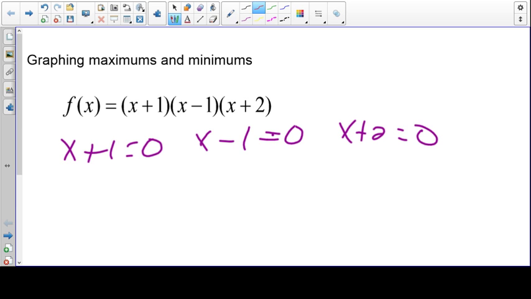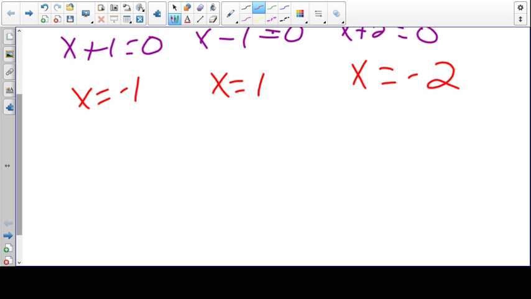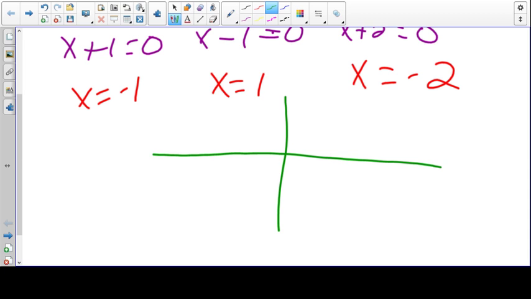And then I'm going to solve all those. So in this first one, x would be -1, x is 1, and x is equal to -2. These are what's called zeros of my function. So if I graphed the function, which is what we're going to do, if I make my nice little graph, we're going to be able to tell what the graph roughly looks like. We're going to sketch it out.